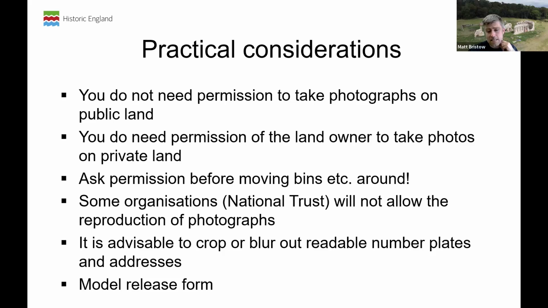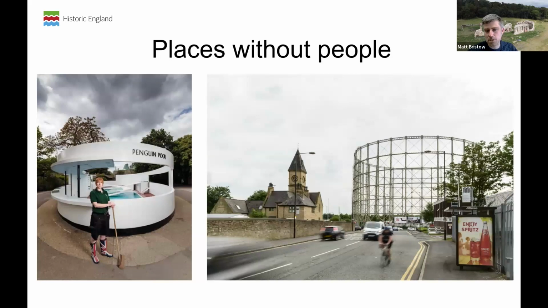And in terms of people, if you're intending to use a photograph that you've taken which has got somebody identifiable in it, or that person could reasonably argue that they can identify themselves, you will need their permission in terms of a model release form, essentially a piece of paper that says they're happy to be in that photo and they're happy for you to use it.